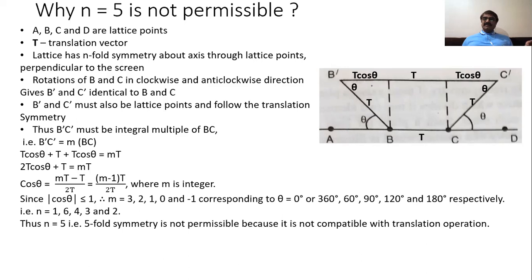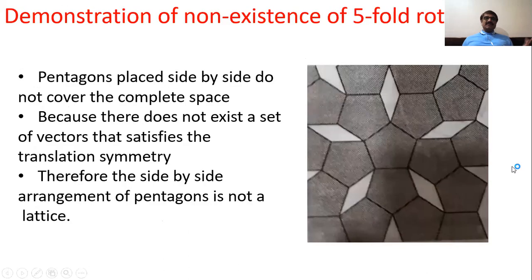Now here is a simple demonstration by a geometrical figure. Here we have taken pentagons, a geometrical figure with 5 sides and 5 angles. These pentagons are arranged to occupy a space, and the important thing is that they do not occupy the space 100%. So these are empty spaces.